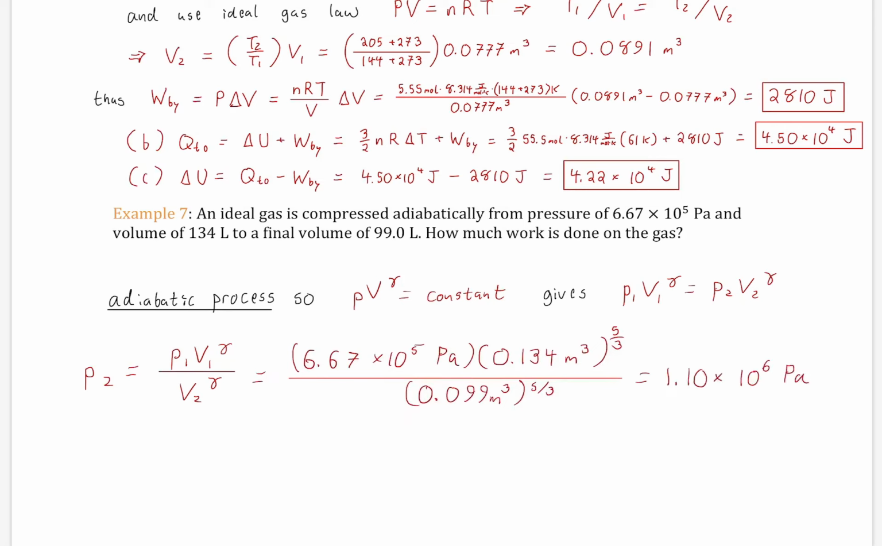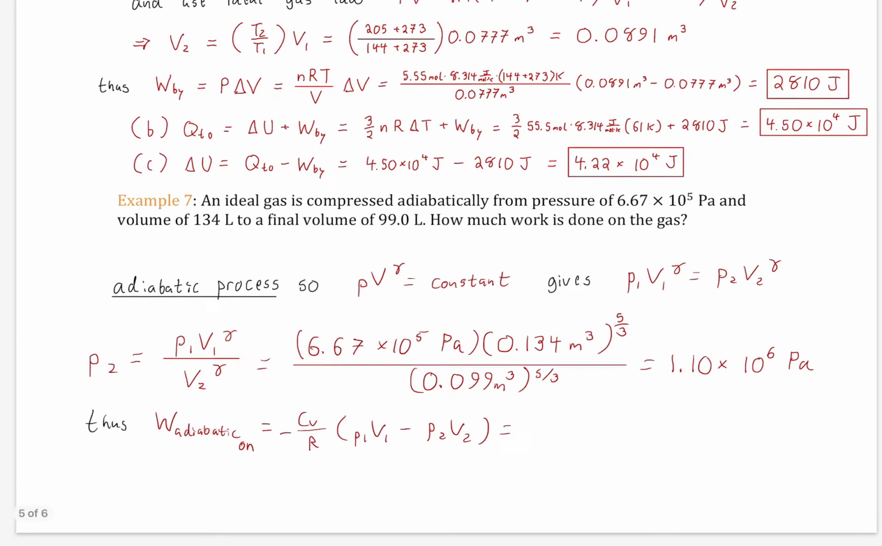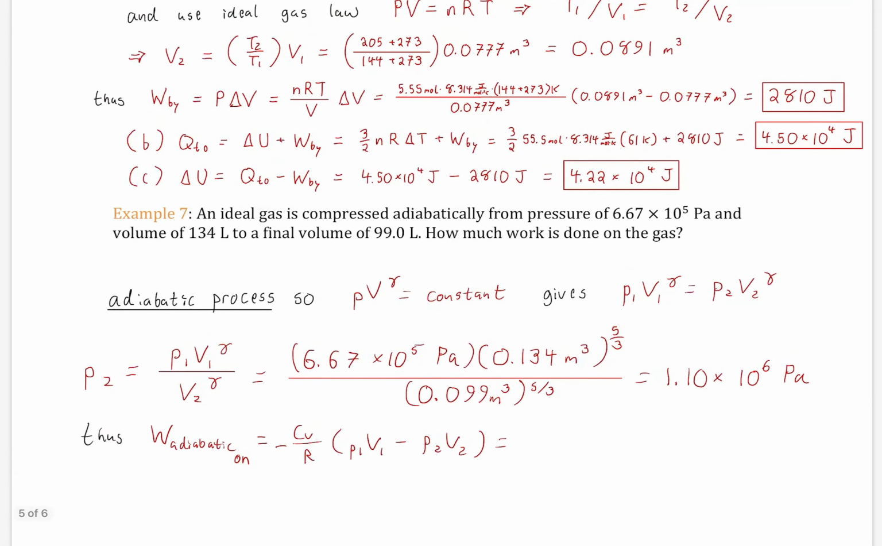And we get that it's basically 10 atmospheres. It's 1.1 times 10 to the 6 pascals. I'd say it's 1 atmosphere if this was 10 to the 5, but this is actually 1 million pascals. So this is some very high pressure. Okay, looks good. And that makes sense that it was compressed and the pressure goes up, right? If you're going from 134 liters to 99 liters, it makes sense that the pressure should go up if no energy is entering or leaving the system.